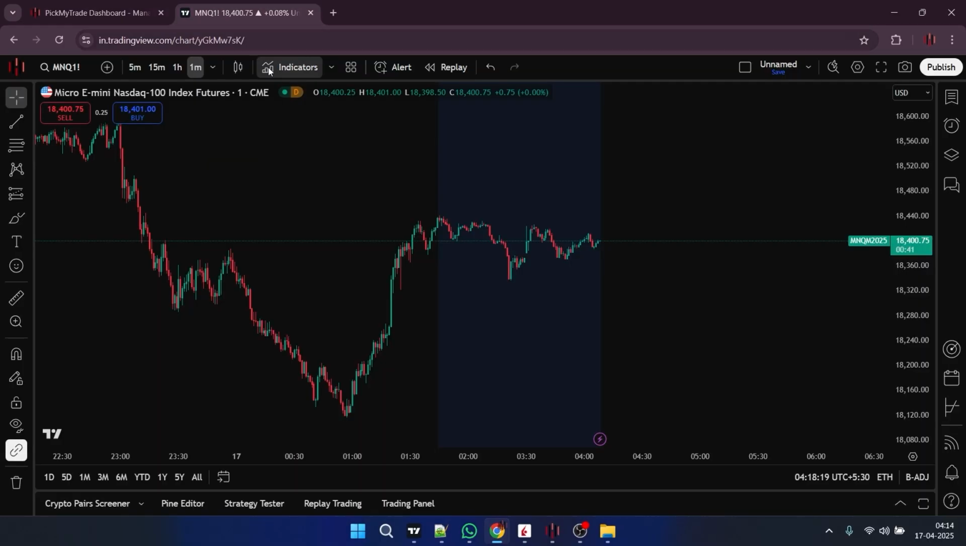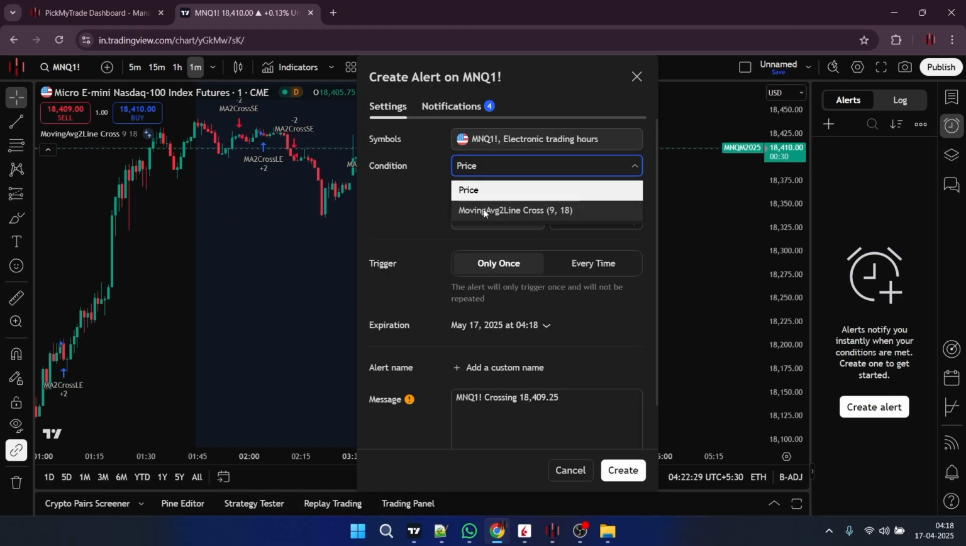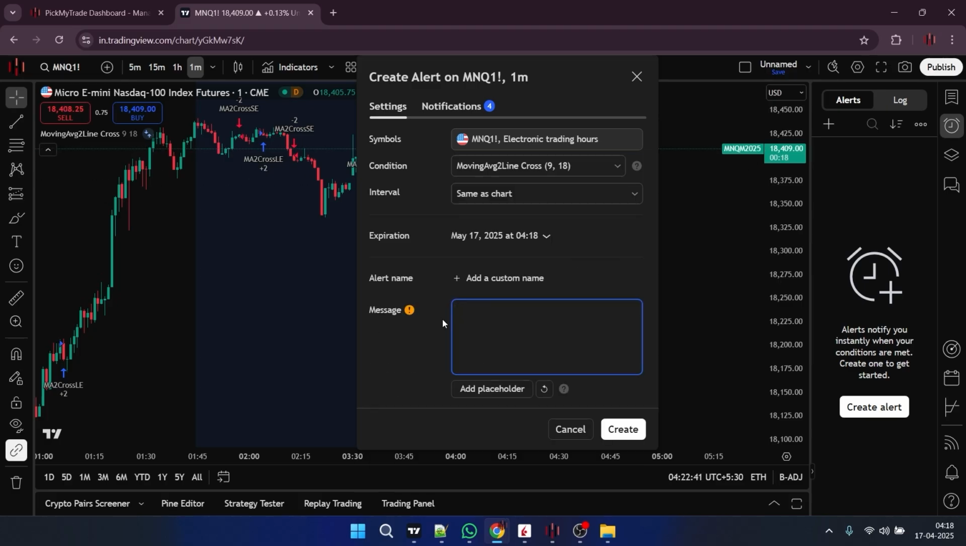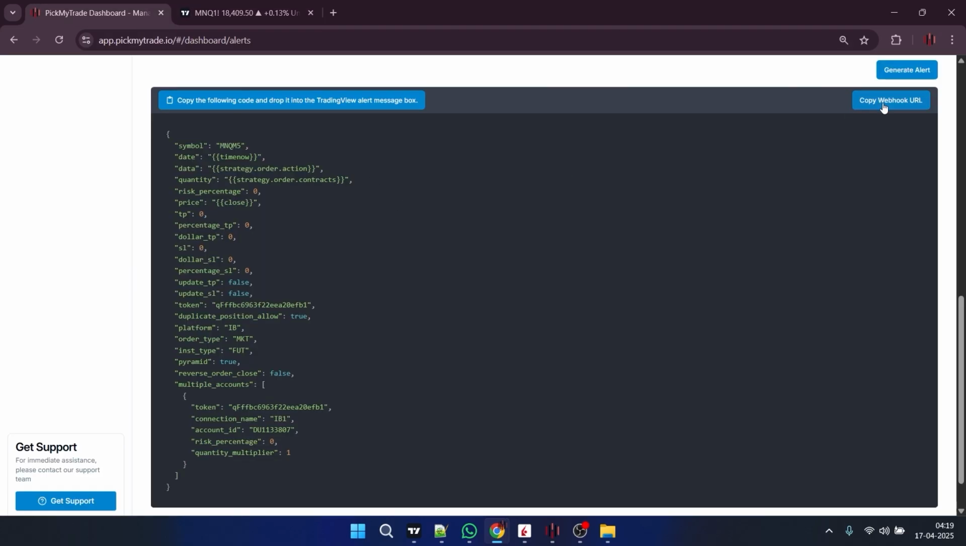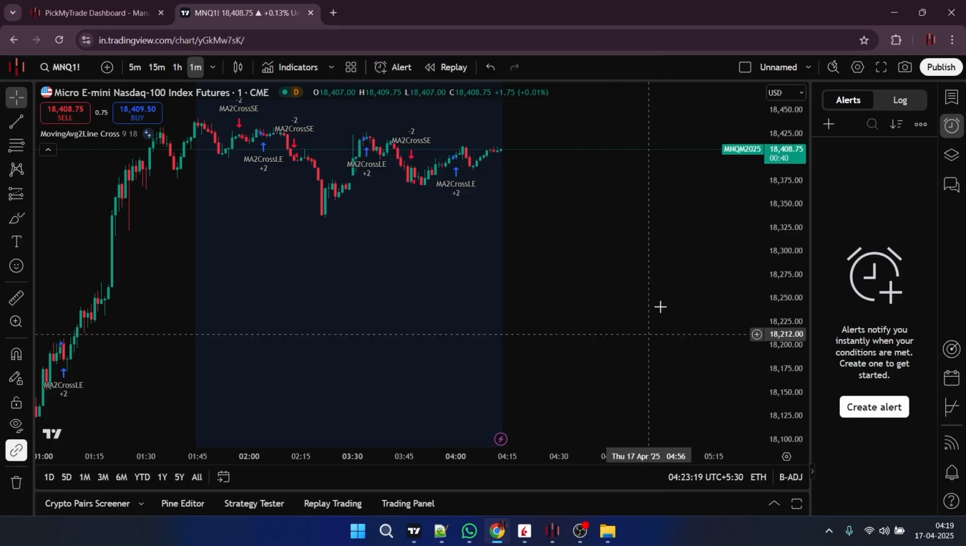Then you will go to your TradingView. Then you will go to this option. Then you have to click on the plus icon. Here in Settings, you have to select the strategy you are using, and here in this message box, you have to paste your copied JSON. Now you will go back to PickMyTrade, and click here on Copy Webhook URL, and in the notification section, you have to paste this URL here. And when you click on Create, your alert will be generated.